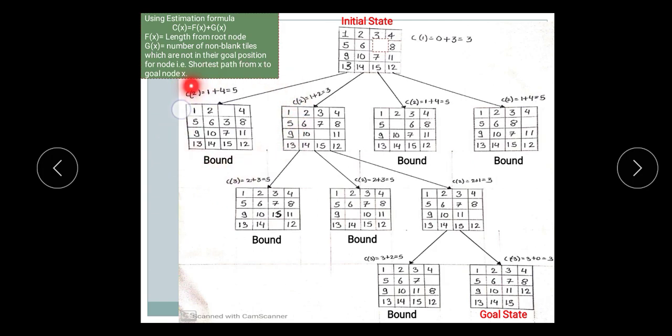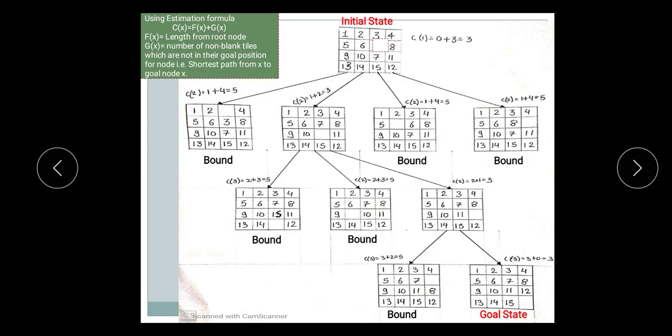Now for the cost of the second level, or you can say the second state from the initial state, f of x becomes 1 because we are at level 1. Now we have to calculate the number of tiles which are not at their proper position, that is our g of x. If you see here, the tiles not at their proper position are 3, 7, 11 and 12, that is 4. So our g of x becomes 4. So the total cost is 1 plus 4, that is 5.